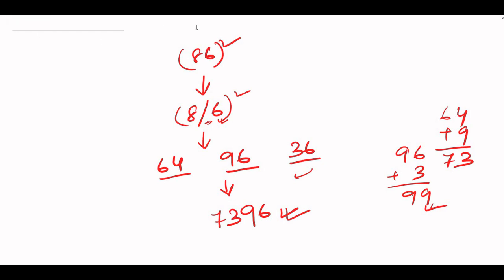Now let's see how to square a three-digit number using the same trick. Okay, so let me try with 117. 117 squared. So what is our first step? To divide this number into 2. So what I'll be doing is I'll divide this number into 11 and 7.